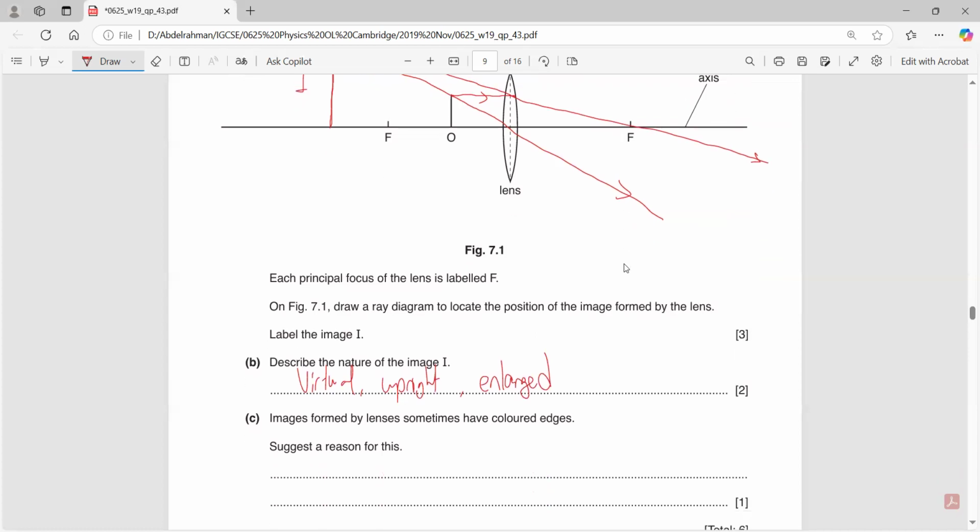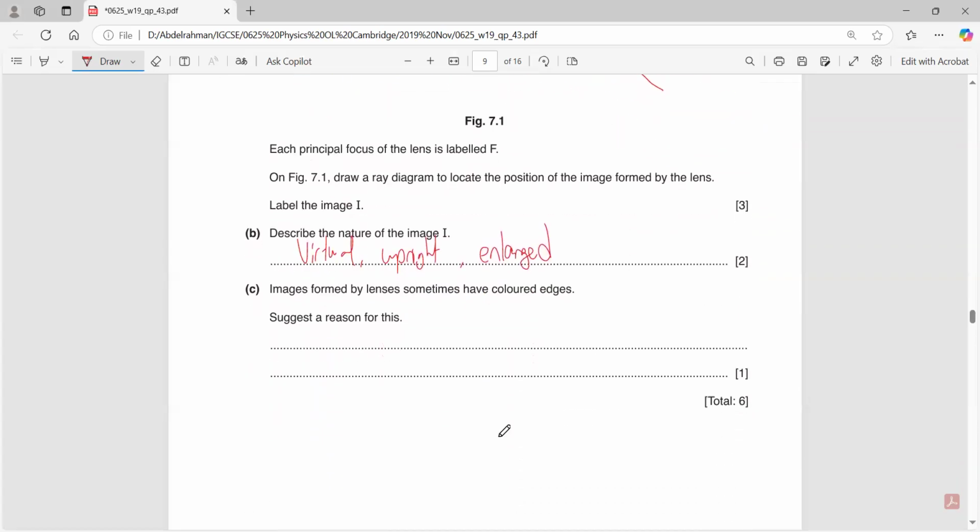Images formed by lenses sometimes have colored edges. Why would they have these colored edges? Suggest a reason for this. Any ideas?